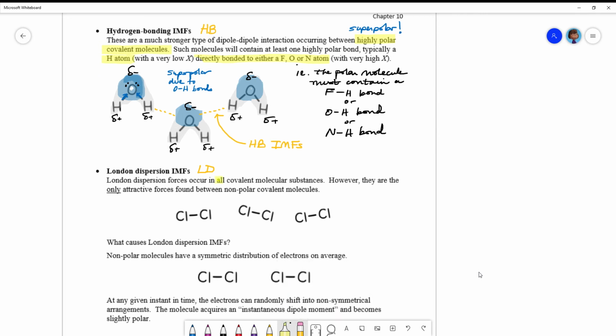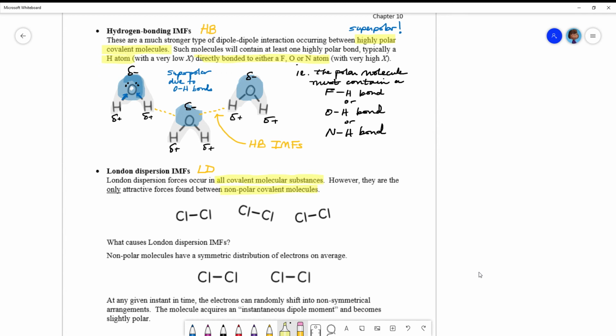So I'm going to highlight this. London dispersion forces occur in all covalent molecules. However, they are the only attractive forces found between non-polar covalent molecules. Okay, so let's start with the first thing I highlighted, that London dispersion forces occur in all covalent molecular substances.